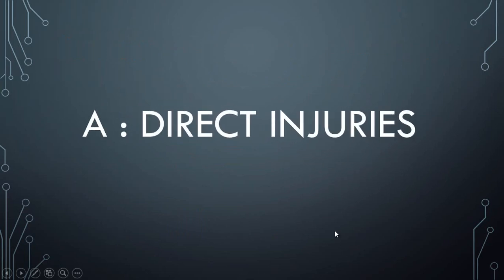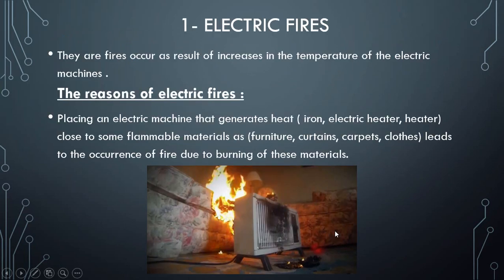First of all, direct injuries. The first danger that's caused by electricity directly is electric fires. What is the meaning of electric fires? It means fires that occur as a result of an increase in the temperature of electric machines. Electric machines like what? Like electric iron, electric heater.